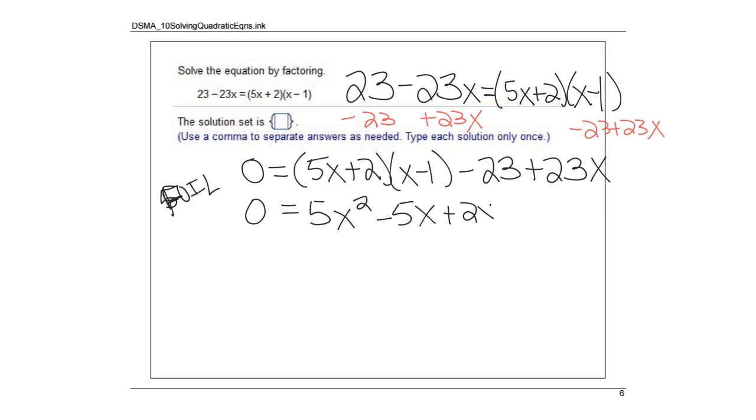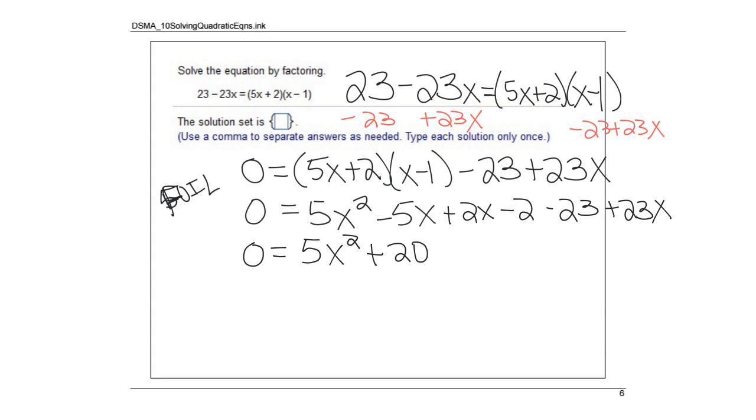Okay, then we have plus 2x minus 2 minus 23. This is going on forever. Plus 23x. Whew. Okay, let's combine like terms. So we have 5x squared. What do I have here? I have negative 5x plus 2x plus 23x. So that looks like plus 20x. And then finally, I have negative 2 and negative 23. So I'm going to have negative 25.